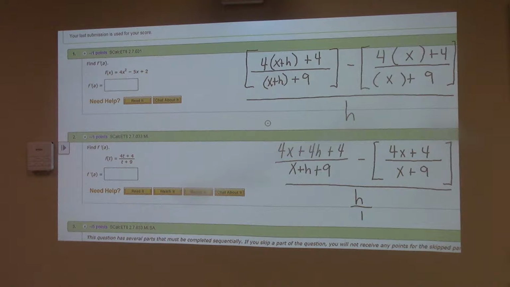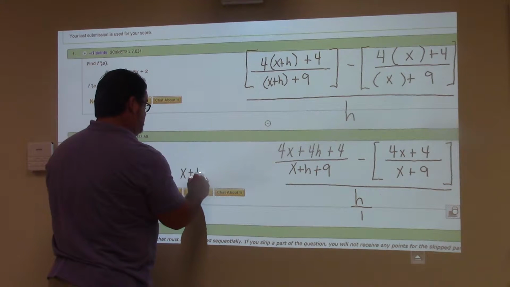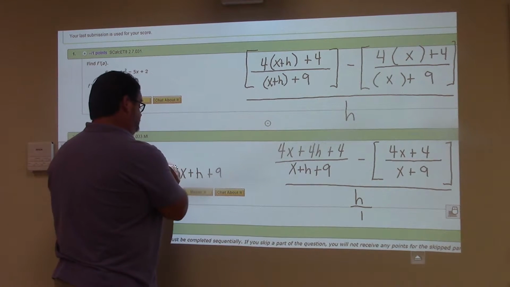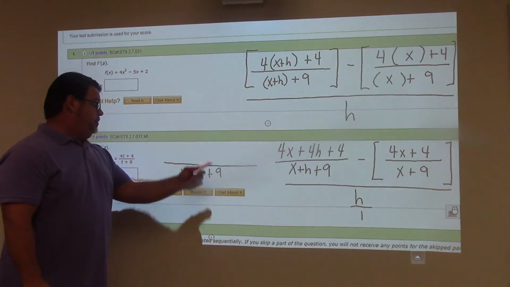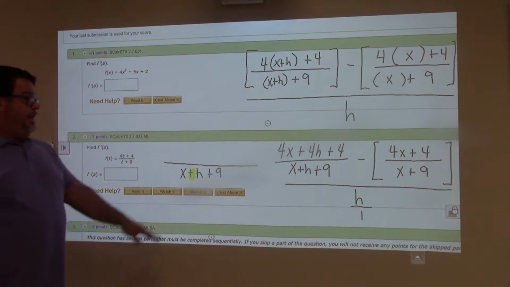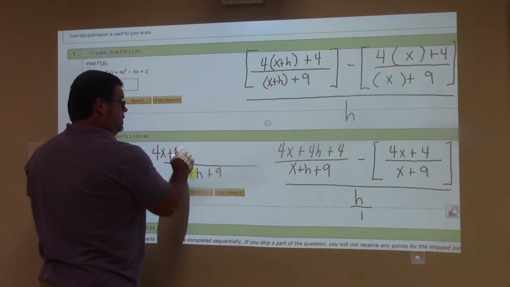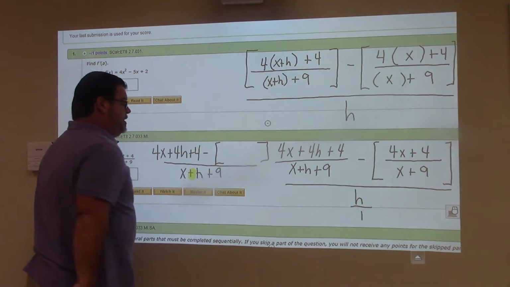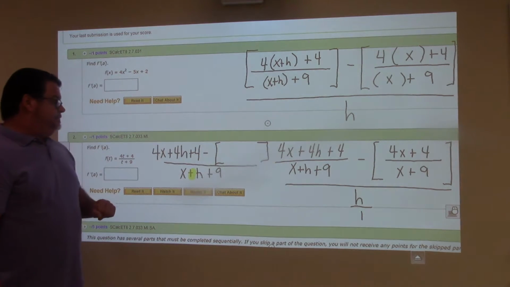X plus h plus 9. That's right, class. So, I've got to get a common denominator. x plus h plus 9. How many times will x plus h plus 9 go into x plus h plus 9? 1. 1 times this is that. How many times will x plus 9 go into x plus h plus 9?